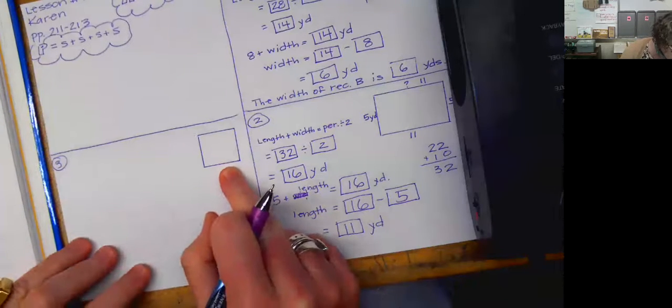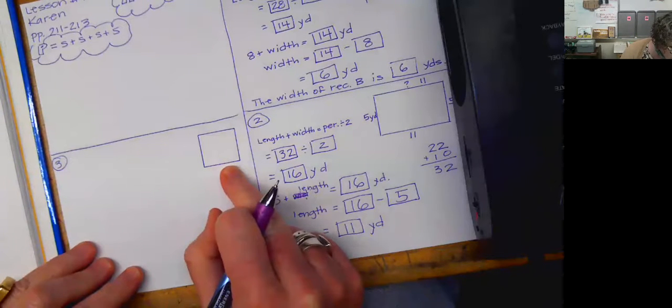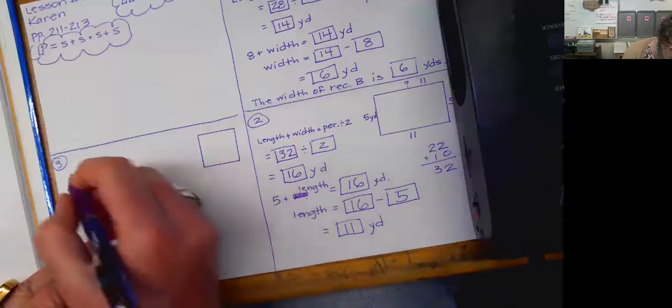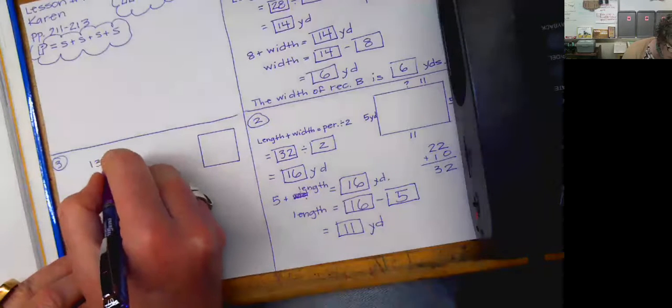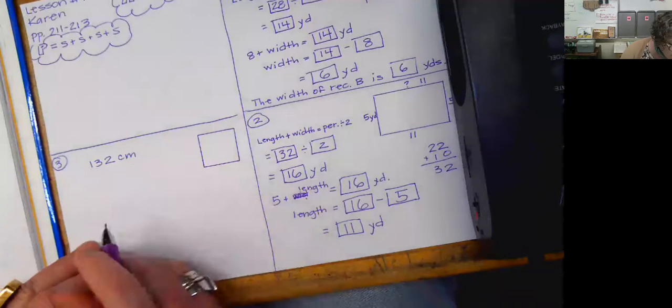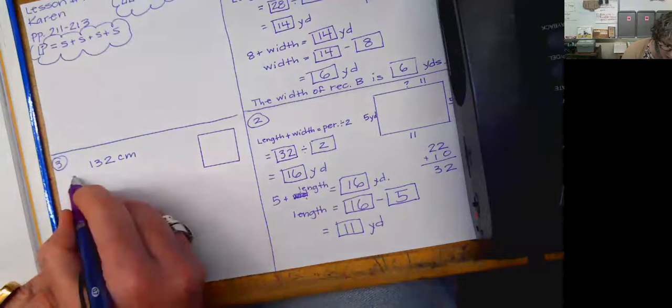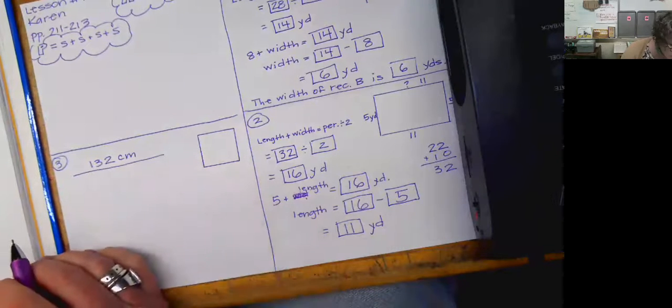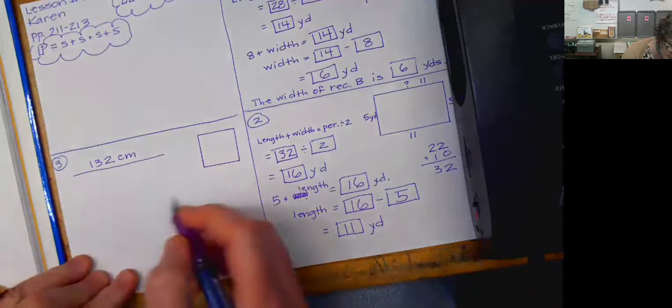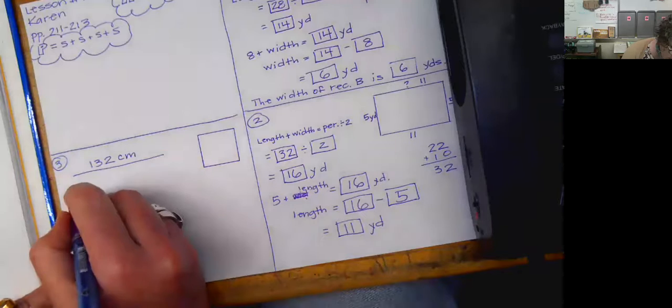Okay, so our next problem is a square, even though this doesn't look very square-like. So number 3 says Linda bent a wire 132 centimeters long into a square. What is the length of the side of the square? So we know that she started out with 132 centimeters, right? That was how long her wire was. And she bent it into a square.